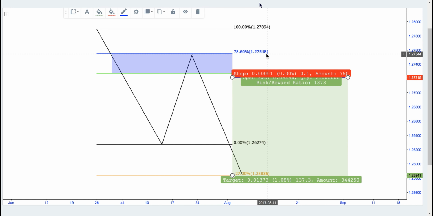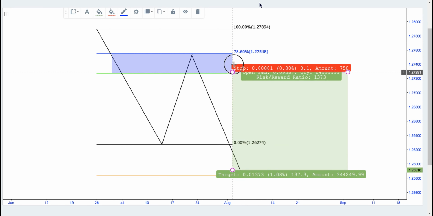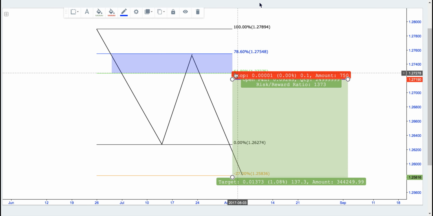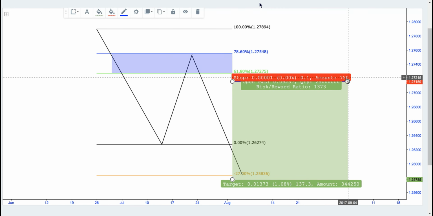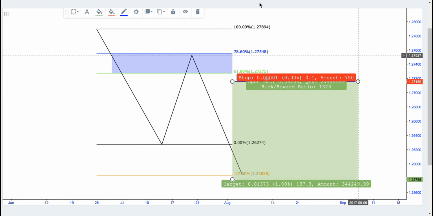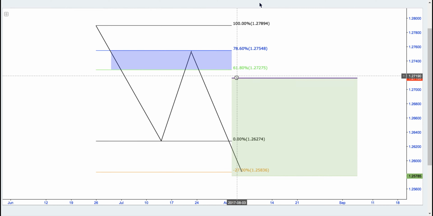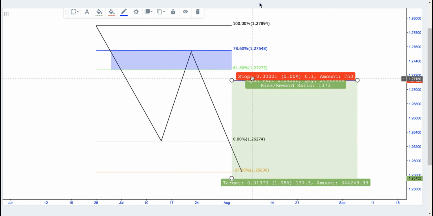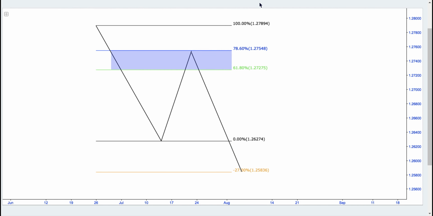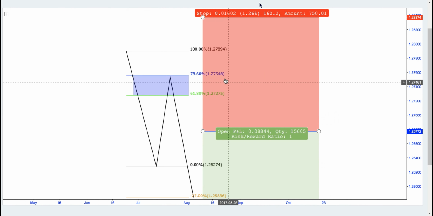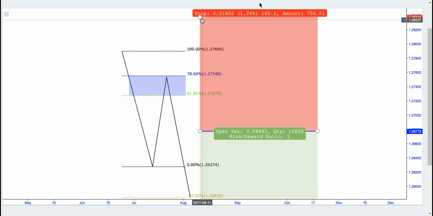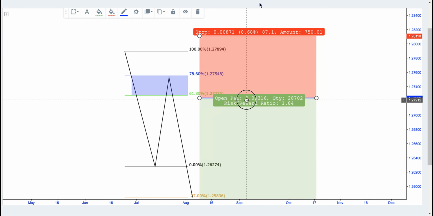Let's just round that off to 1.2755. 15 pips on top of that is going to come in at... This thing is so damn fiddly. Let me just get another one. The stop loss 15 pips above is going to actually come in at 1.2770. So let's say we entered here.